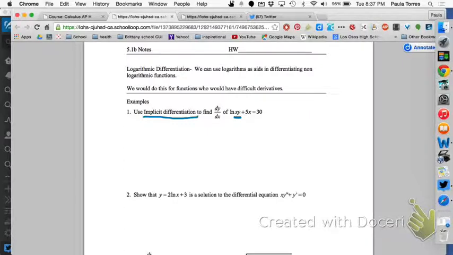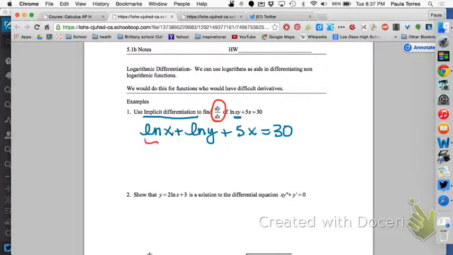So what I do note, though, is that I could separate that product into addition. That's okay to do using my log rules. And now it'll be very easy to go through and do the derivative of each term. Remember, I'm doing every term with respect to x. So this first one, the derivative of natural log of anything is 1 over the anything times derivative of the anything. Well, the derivative of that is 1.